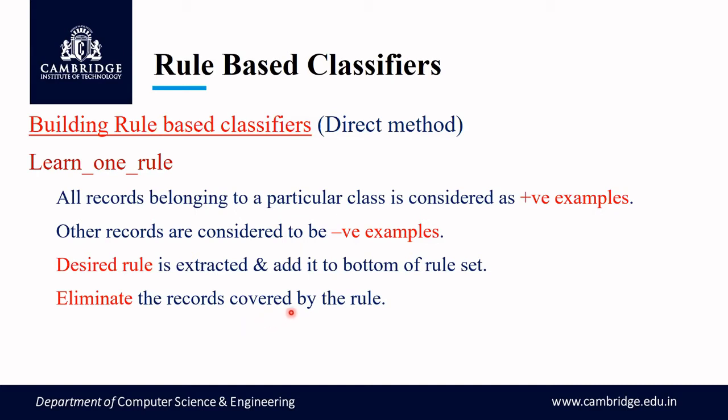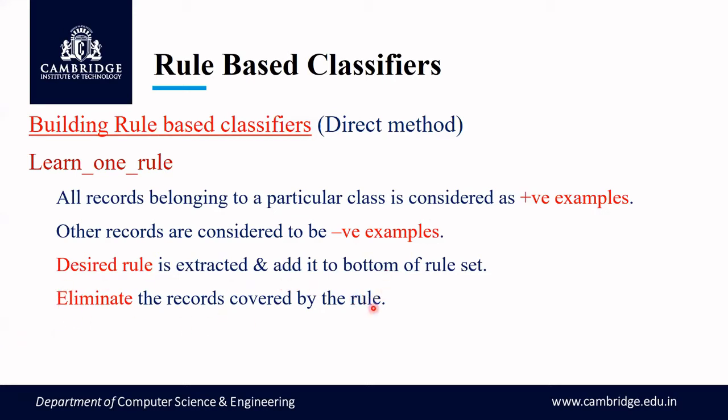Eliminate the records covered by the rule. Once you derive one rule, you have to eliminate those particular records. Why we have to eliminate, we'll see next. This is how the learn one rule function works. The desired rule is extracted and added to the bottom of the rule set.